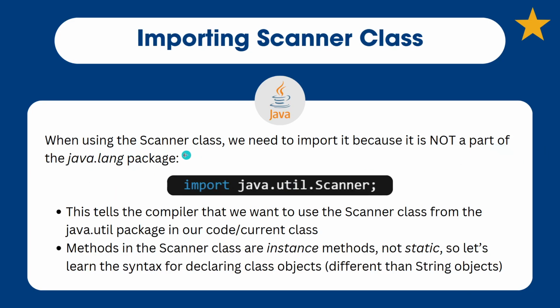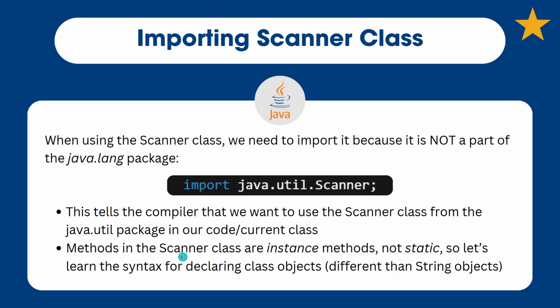So if you want to import the Scanner class, you've got to import the java.util package and then indicate the class at the end, the Scanner class. It's not part of the java.lang package, so unfortunately it's not automatically imported for you. So this tells the compiler, remember, that we're going to use the Scanner class even though it's from a package outside our current code and outside our current class.